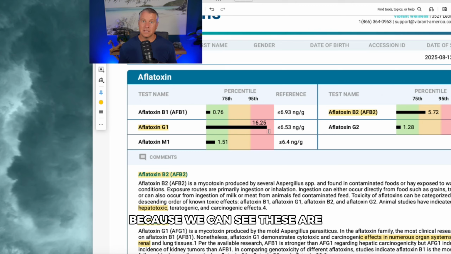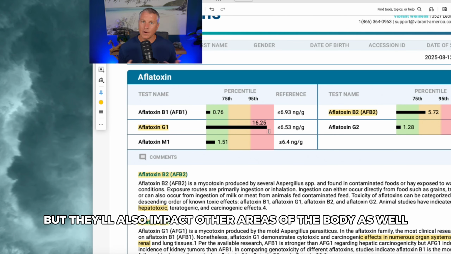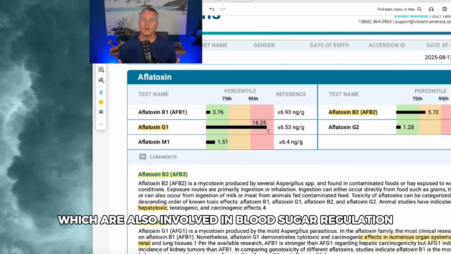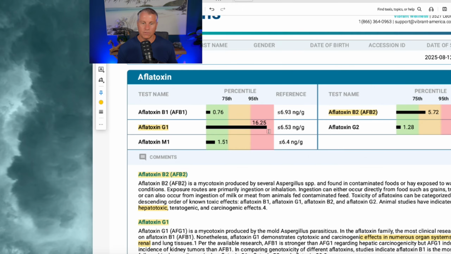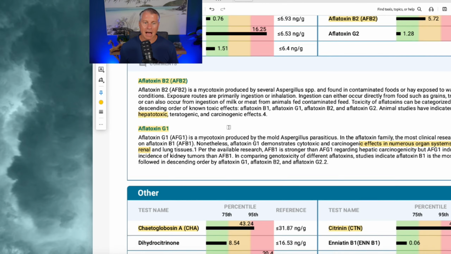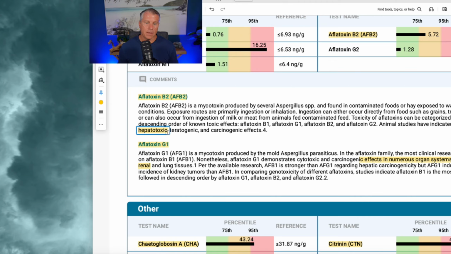So let's take a look at this, because we can see these are direct links to their diabetic condition, but they'll also impact other areas of the body which are also involved in blood sugar regulation. For example, when we look at aflatoxin species here, they are hepatotoxic. Hepato means liver, by the way. So it's a toxin to your liver. Well, one of the liver's primary jobs is to regulate blood sugar. So not only does this toxin impact the cells directly, but it's impacting one of the most important organs for blood sugar regulation. It's no wonder this person has diabetes and why it's progressing.